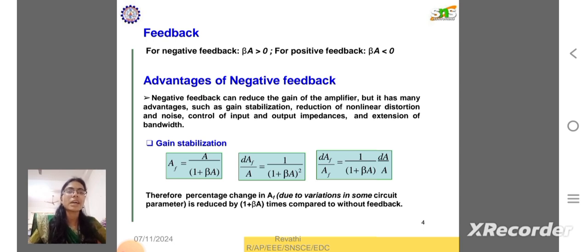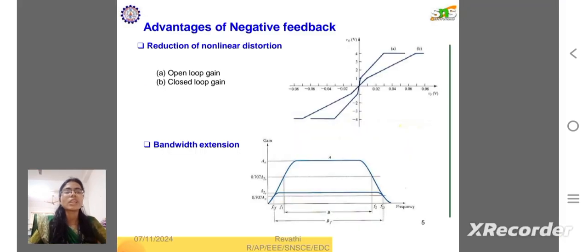Negative feedback can reduce the gain of an amplifier, but it has many advantages such as gain stabilization, reduction of nonlinear distortion and noise, control of input and output impedance, and extension of bandwidth. Gain stabilization: the percentage change in AF due to variation in some circuit parameter is reduced by 1 plus beta A times compared to without feedback. So the advantages of negative feedback are reduction of nonlinear distortion, open loop and closed loop gain, and bandwidth extension.